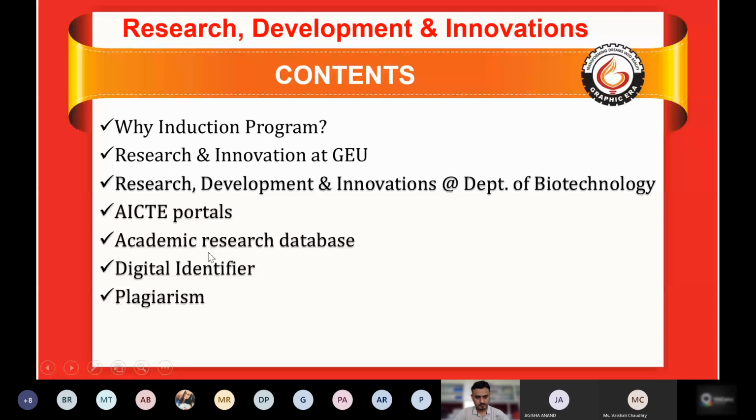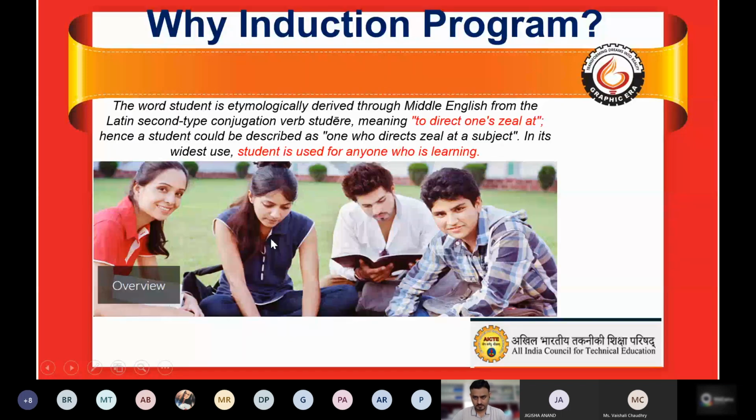Moving ahead, why the induction program? I have taken this slide from the All India Council for Technical Education, the reason being that B.Tech is governed and recognized by AICTE. You can find the sentence on the AICTE website, where they say that student is the word used for someone who is learning. So you all are here to learn something. You all have potential, and you want to learn something.